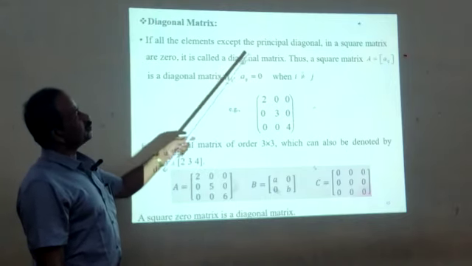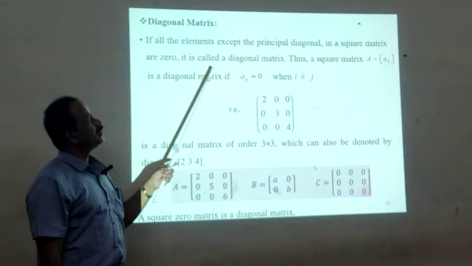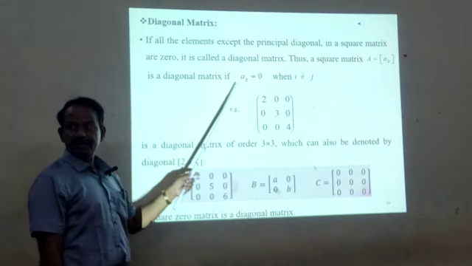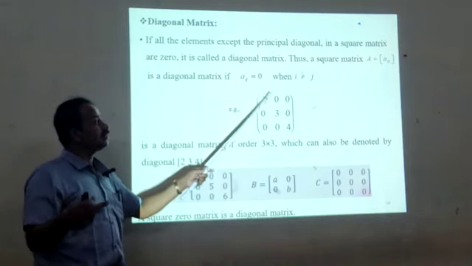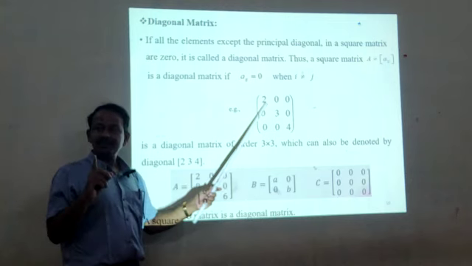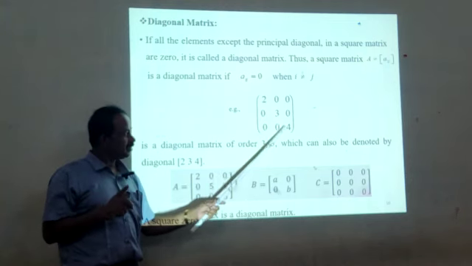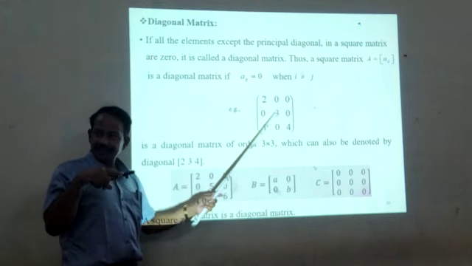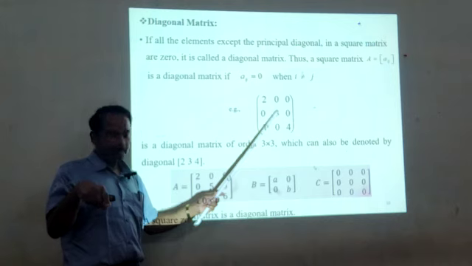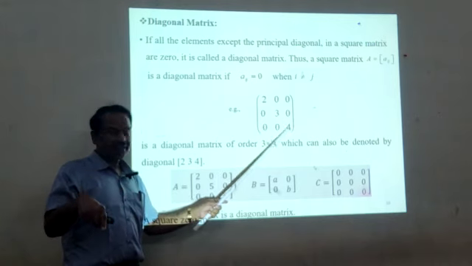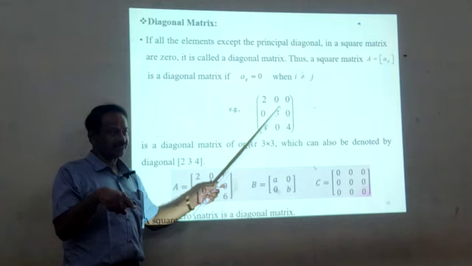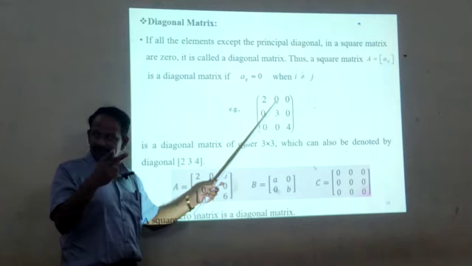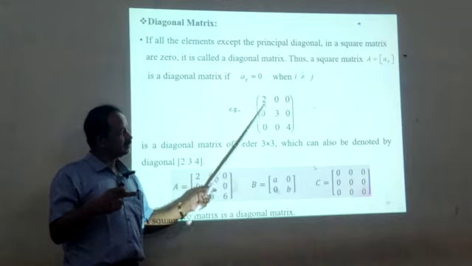So if all the elements except the principal diagonal in a square matrix are 0, it is called a diagonal matrix. Thus a square matrix A equal to [aij] is a diagonal matrix if aij equals 0 when i is not equal to j. So here i is equal to j. Here also i equal to j. Here also i equal to j. See here, this is a11, i equal to j. This is a22, i equal to j. This is a33, i equal to j. Whereas for these elements i is not equal to j. This is 1, 2: i is 1, j is 2. They are different. They are not the same. So it is 0.